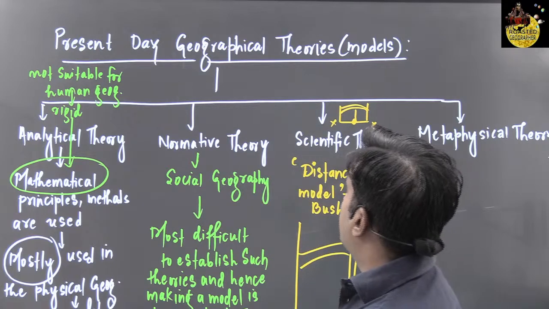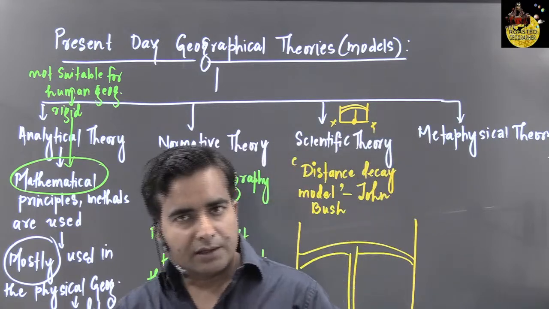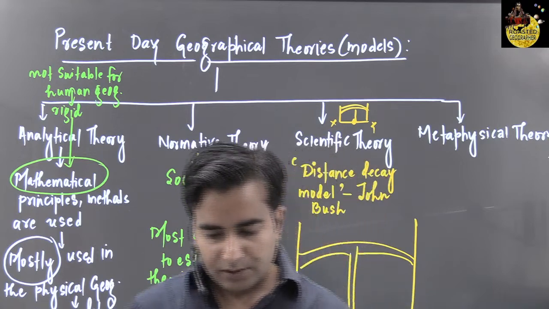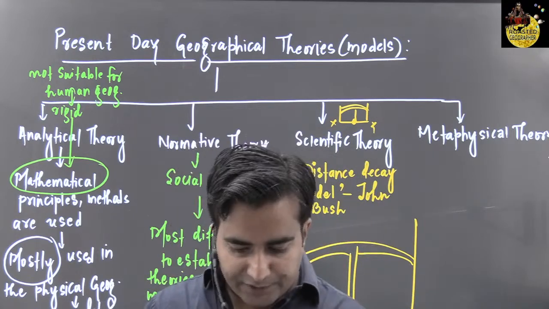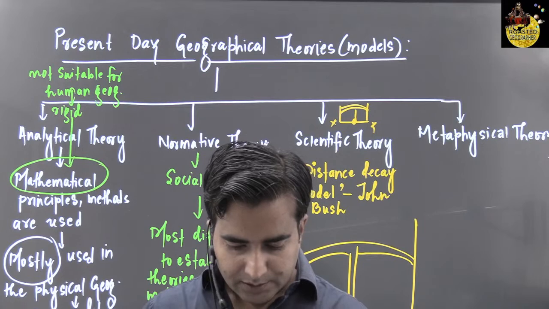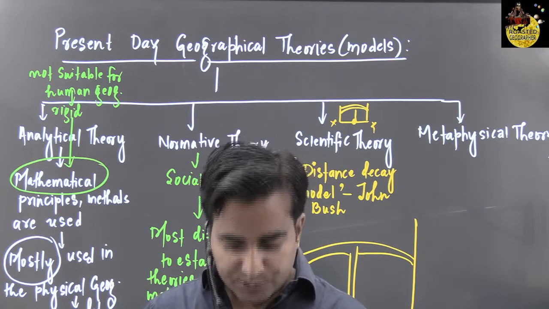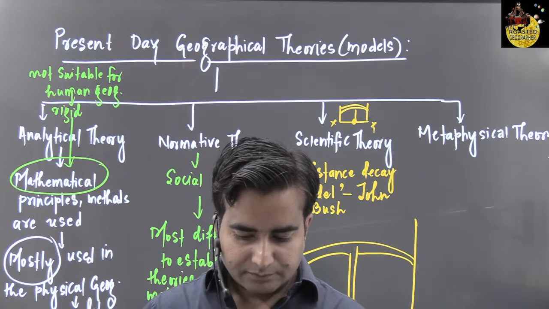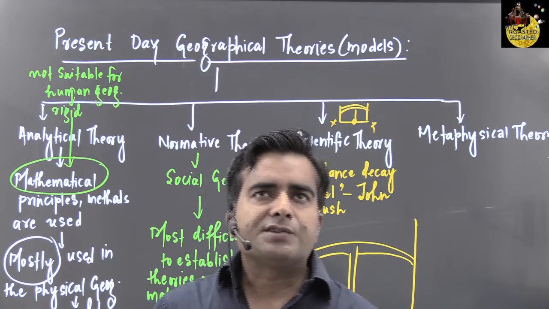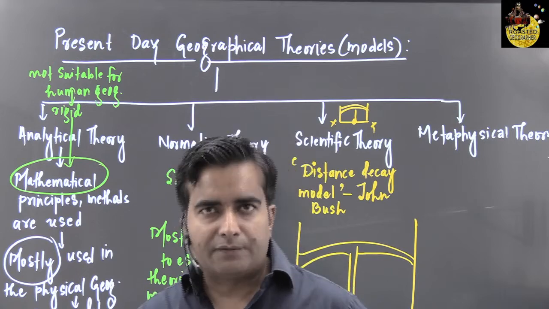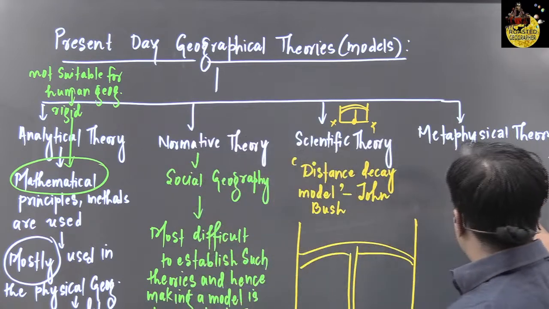Okay, present day geographical theories are formed this way. Okay, now the last one is metaphysical theory, and this is rarely used. Okay, this is rarely formalized by the geographers. You need to know this, but still it is used.